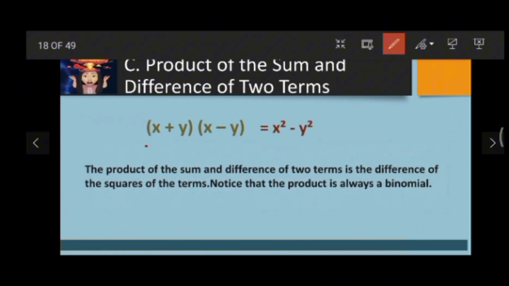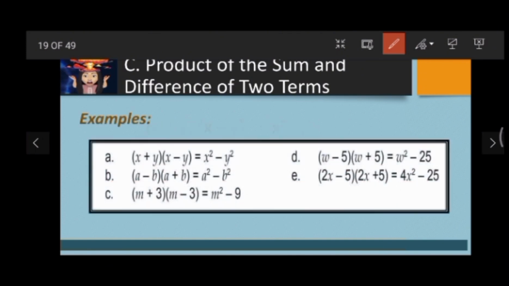So let's go back. x is our first term and y is our second term. We just square it here and another one. And don't forget the sign, it is negative since it is unlike sign. So here are some of the examples. So since we finish it, so done.